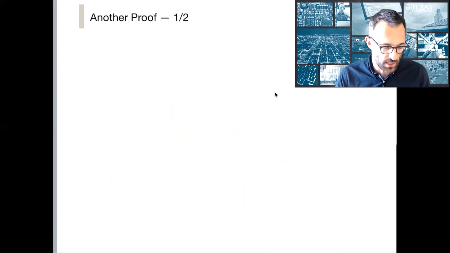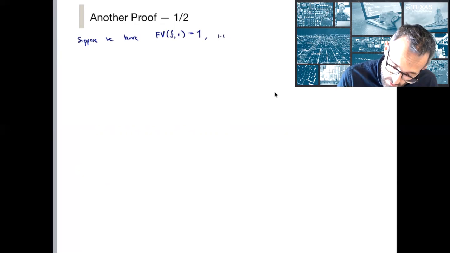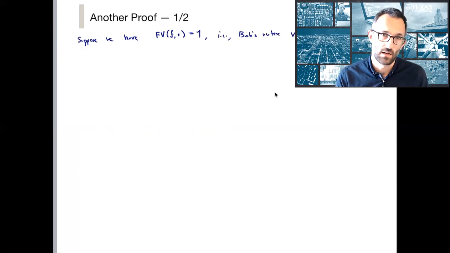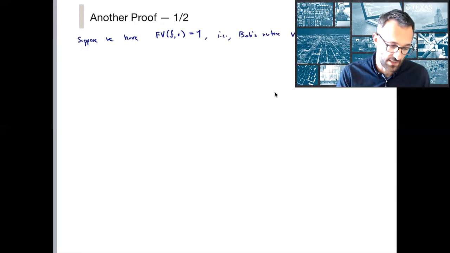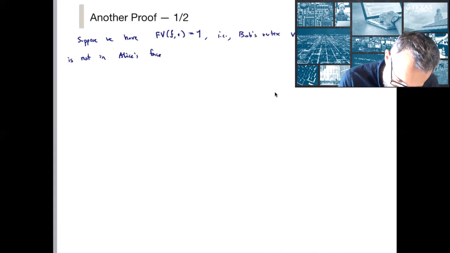So here's another way to see it. Let's suppose that FV of a face and a vertex evaluates to 1, which again means, remember what FV is, that Bob's vertex v does not lie on Alice's face F, so is not in Alice's face F.